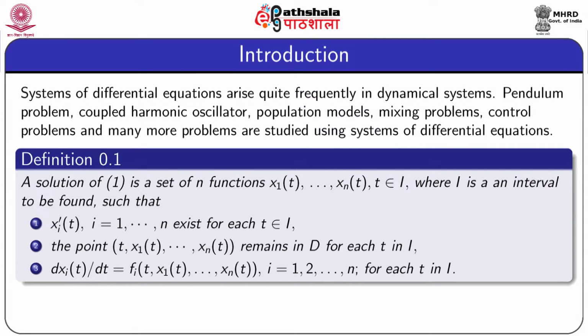A solution of the given system 1, which was defined in the previous slide, is a set of n functions x1, x2, ..., xn, where t belongs to I, an interval which needs to be found, such that dxi/dt, i from 1 to n, exists for each t belonging to I. The point (t, x1, x2, ..., xn) remains in D for each t in capital I, and dxi/dt is equal to fi(t, x1, x2, ..., xn) for i equal to 1, 2, ..., n for each t belonging to I.